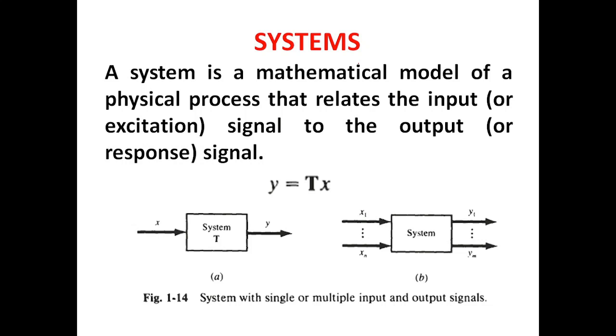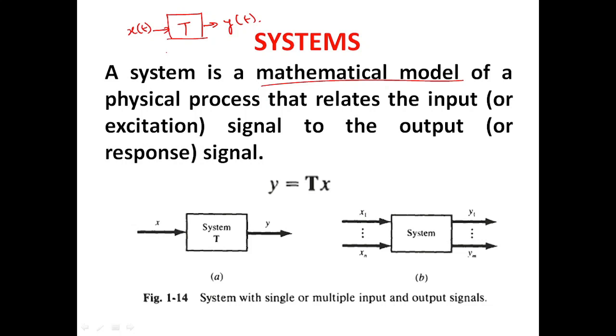A system is defined as a mathematical model of a physical process that relates the input signal to the output signals. Say for example, we are having an inverting amplifier whose transfer function is T. We give a signal x(t) as the input and we get a signal y(t) as the output.